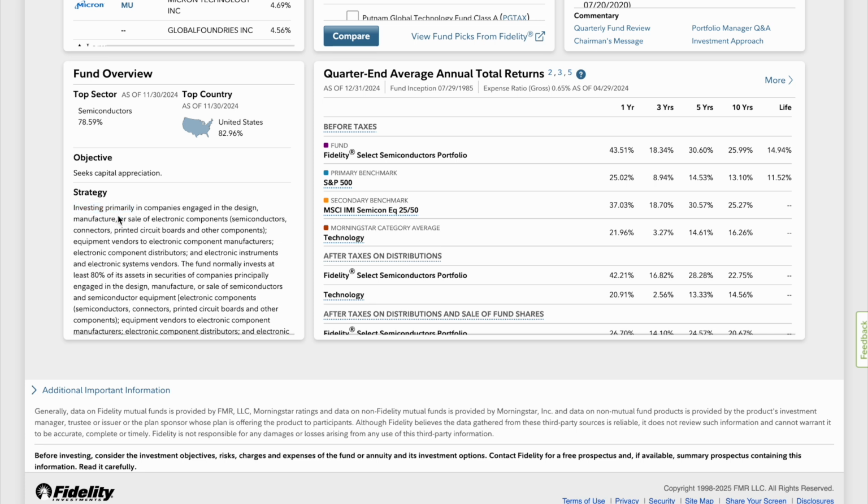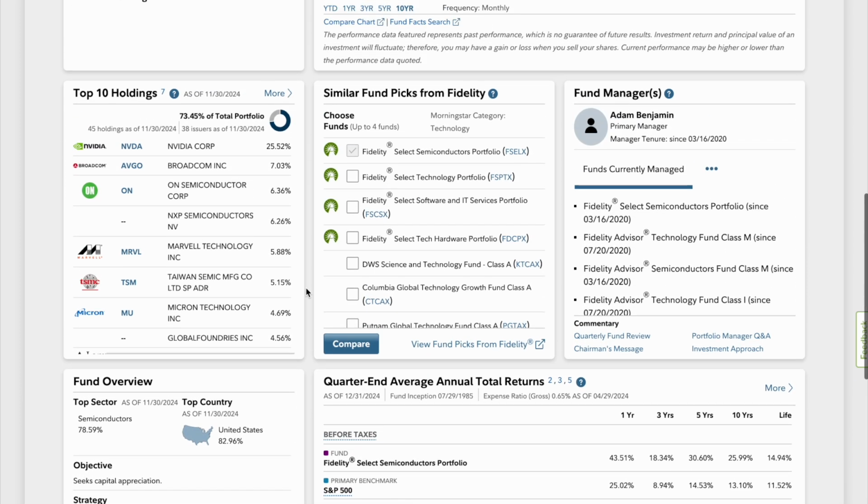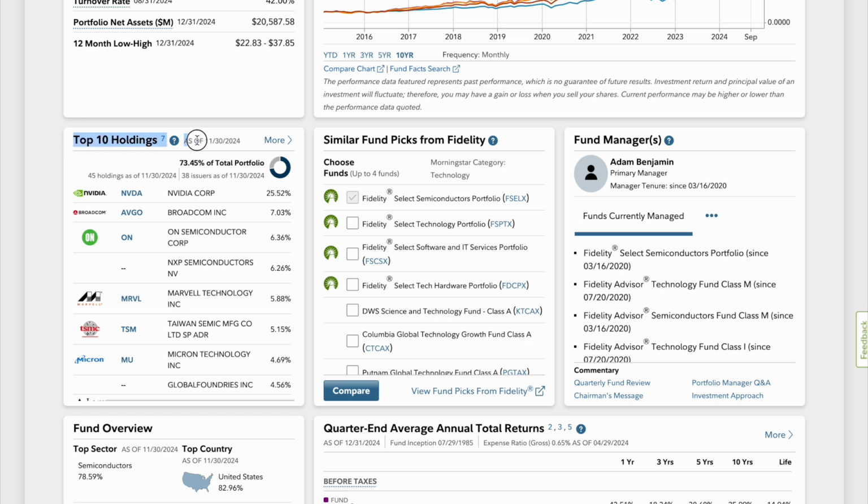As you can see, this FSELX index fund focuses just on electronic components of semiconductors, connectors, printed circuit boards, and then basically equipment vendors. What you need to think about when you're thinking of FSELX is semiconductors. That's basically all it is. And if you look at the top 10 holdings, it only has 45 holdings. Look at NVIDIA. It is the largest percentage of this fund at 25.52%.